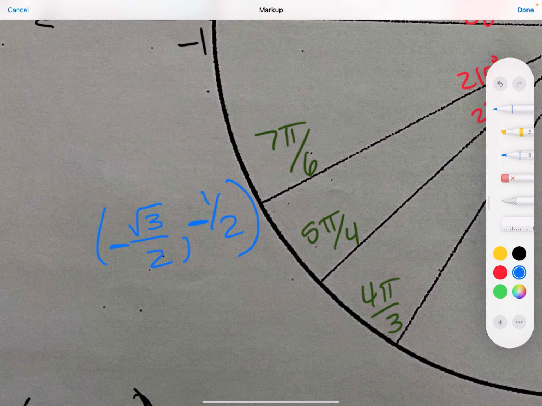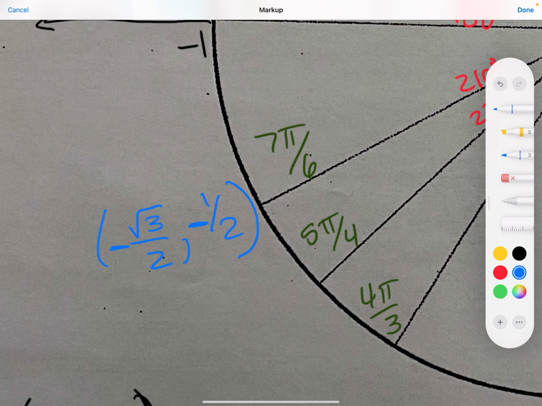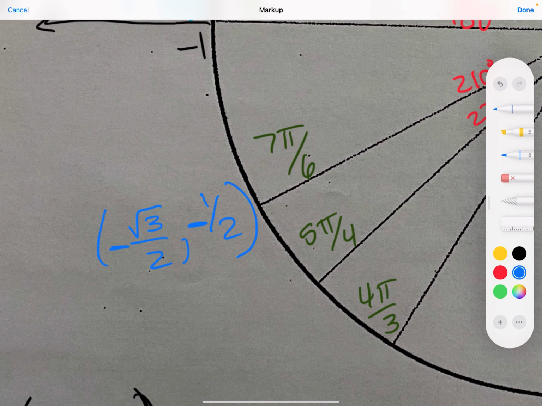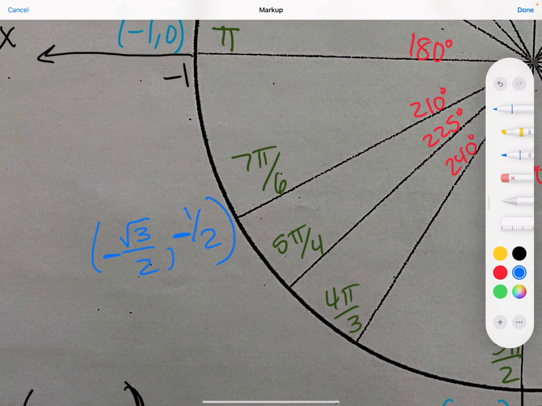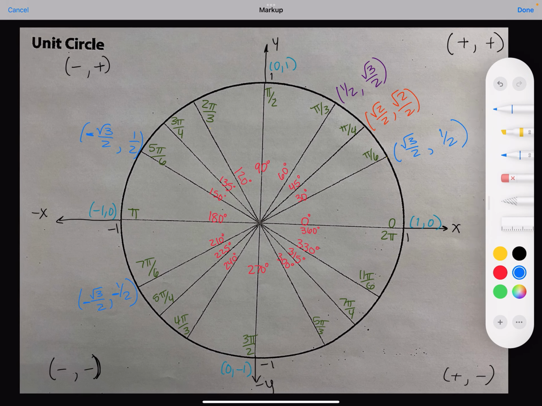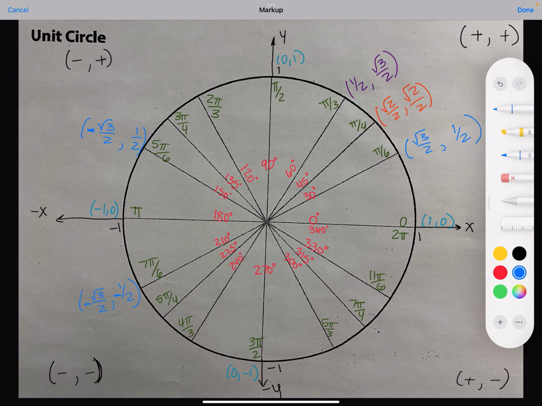Here, let me see if I can, there you go. Just for a second, since it's hard to see with the colors on the screen for some reason today. Okay, so at 7 pi over 6, it's negative root 3 over 2 and negative 1/2. Okay? Beautiful. I feel like it's clicking. It's working. All right, so then we keep going around the next pi over 6.